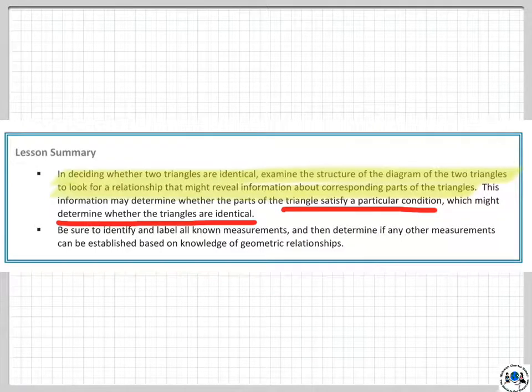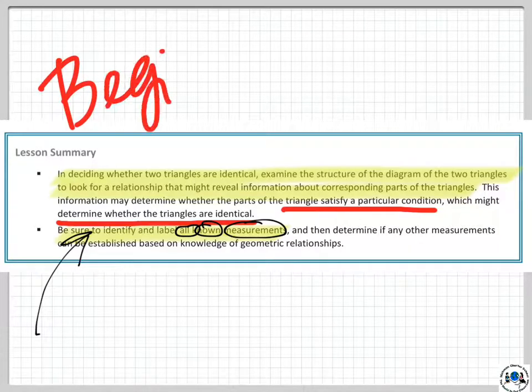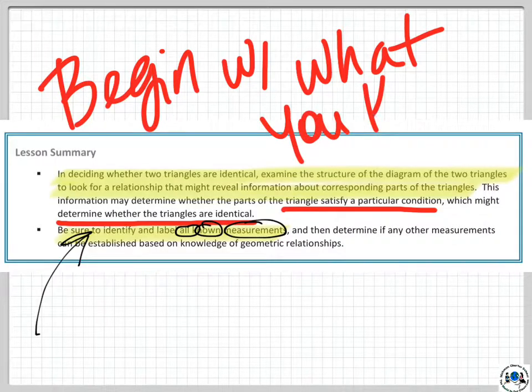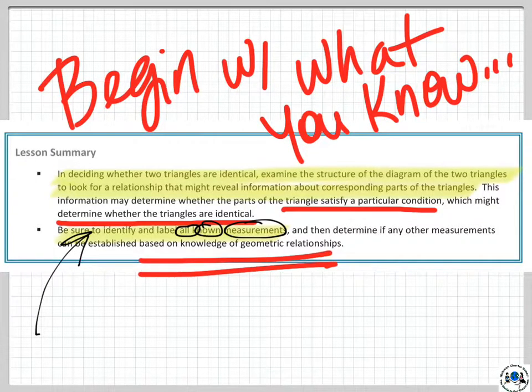Be sure to identify and label all known measurements. If you're not doing that now, really be very, very sure. All known measurements, everything you know. It's always a great idea to start with what you know, and then you will have a much easier task ahead of you. And then determine if any other measurements can be established based on the knowledge of geometric relationships. We just did that and applied that to quote-unquote real-world experiences and mathematical problems as well.